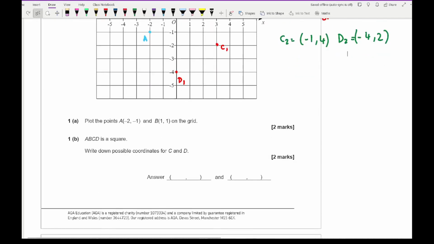Now, again, they've not labeled the C and D, so if you were to write the coordinates the other way around, that should be okay, but just make sure that you are looking out for those particular things.